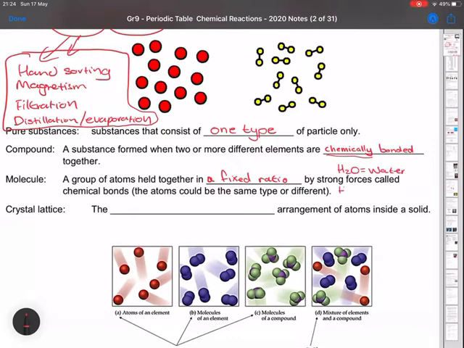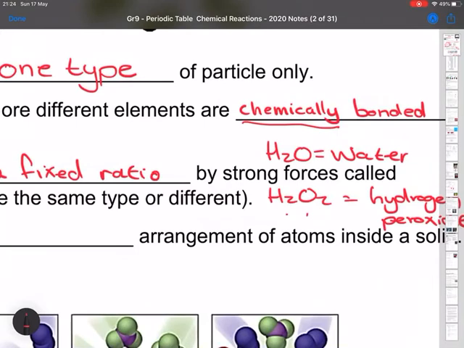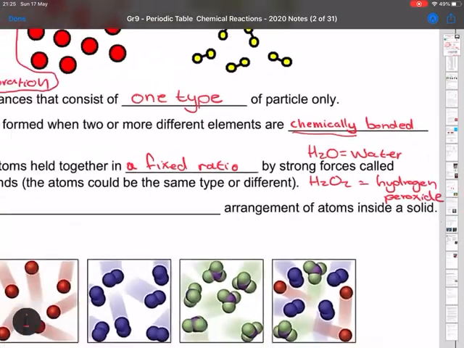But another substance, H2O2, is hydrogen peroxide. So for water, for every one oxygen, you've got two hydrogens, whereas for hydrogen peroxide, for every two oxygens, you've got two hydrogens. So there's a 1-to-1 oxygen to hydrogen ratio for hydrogen peroxide, and a 1:2 ratio for water. So that's what I'm talking about when I say fixed ratio.